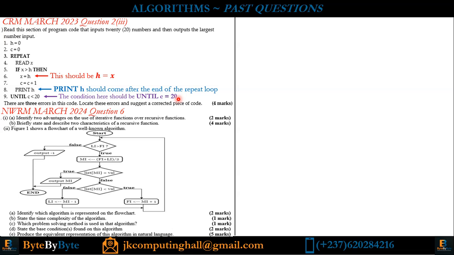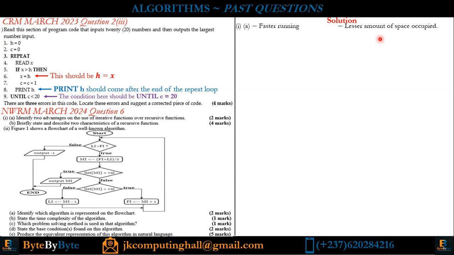The A part says, identify two advantages on the use of iterative functions over recursive functions. So why are iterative functions advantageous over recursive functions? Simply because they run faster, because they are not using a recursive stack, and they use a lesser amount of space. So those are the two reasons why iterative functions are advantageous over recursive functions. They execute faster, and they occupy less space, because they don't make use of a recursive stack as recursive functions do.